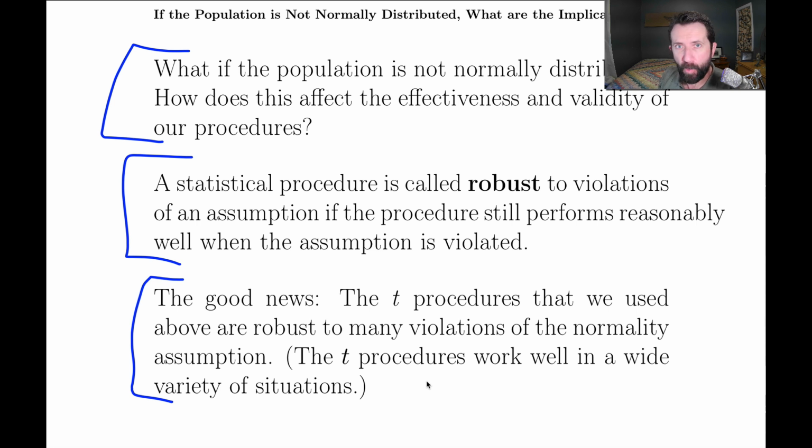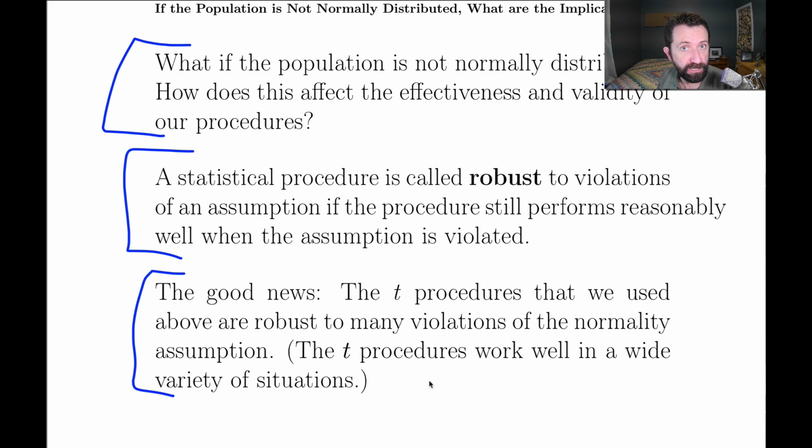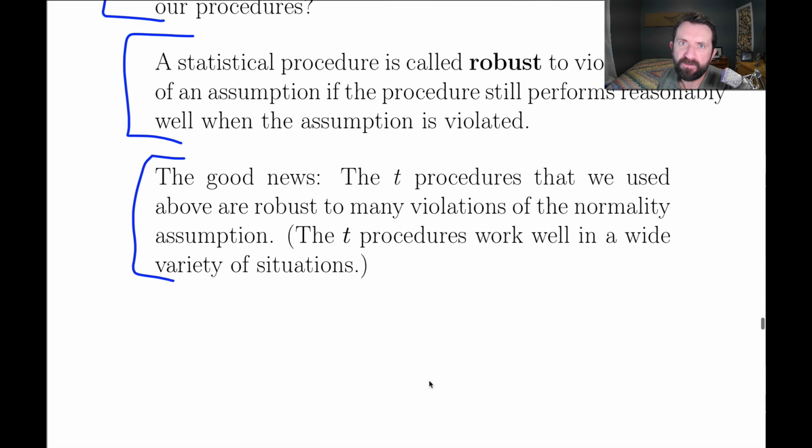It's one of the reasons why the T is a very, very important procedure, and these methods we're talking about are important. We've got this strict assumption of a normally distributed population that we're sampling from, but a little non-normal, no big deal, still works pretty well. It's not true of all statistical procedures. Some are very sensitive to violations of these assumptions, but the T procedures that we're talking about today work pretty well for many violations.